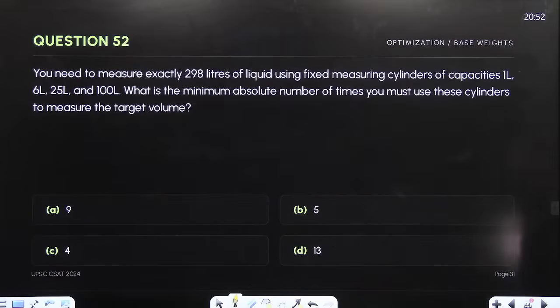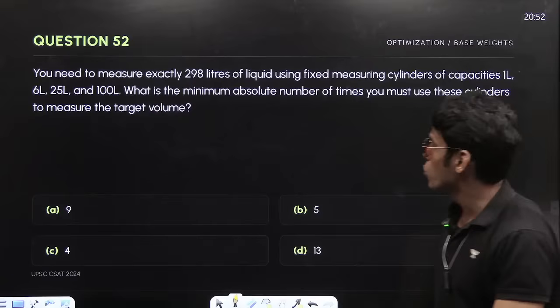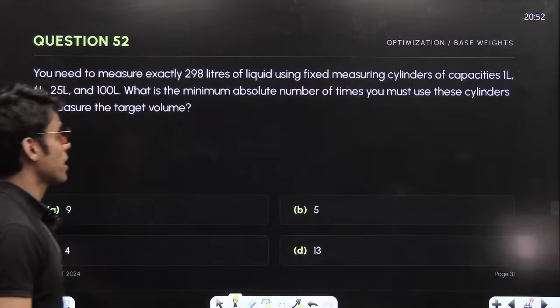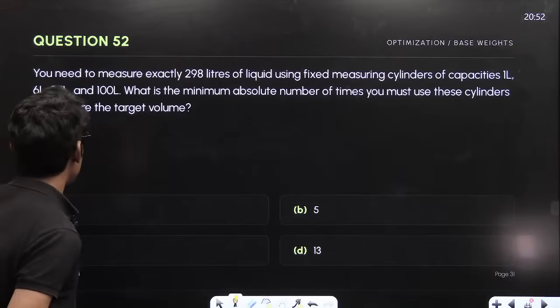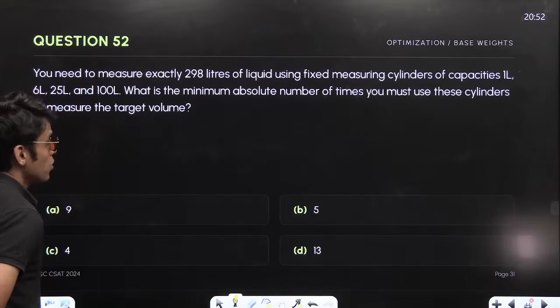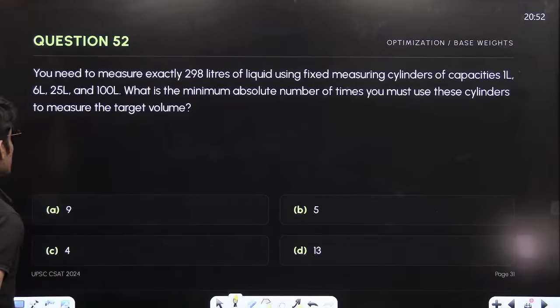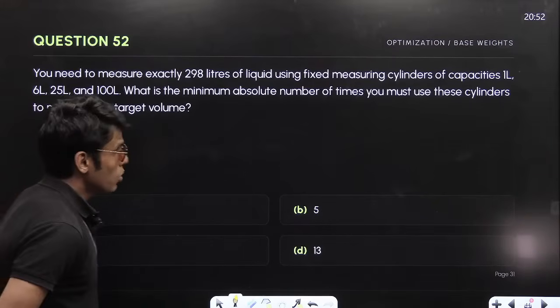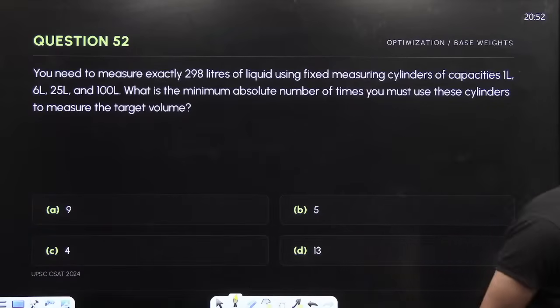Okay, perfect. Now, you need to measure exactly 298 liters of liquid using fixed measuring cylinders of capacity 1 liter, 6 liter, 25 liter and 100 liter. What is the minimum absolute number of times you must use these cylinders to measure the target volume? Now, the problem was not clear. See, what did the original problem state? Let me strictly tell you what the original problem was. What is the minimum number of times one needs to measure to get 298 liters of water from a tank if the measuring cylinders have the capacities 1 liter, 6 liter, 25 liter and 100 liter.